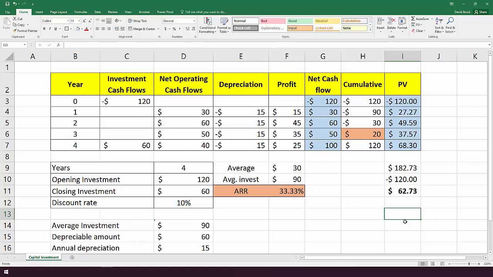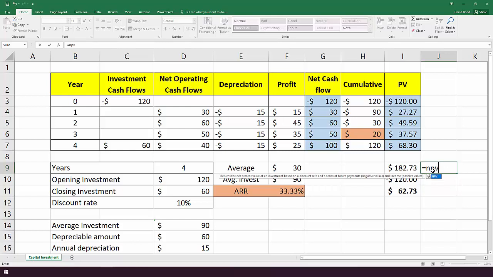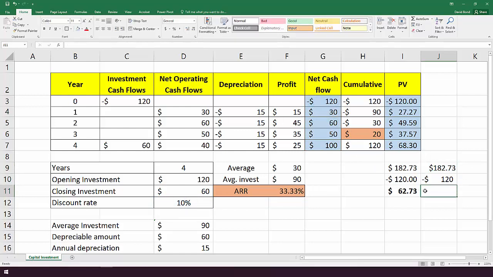If you didn't have any other investments to make, if this was the only one you had, you would do it because it is returning something positive to you. It's worth taking the risk on. If you wanted to use a different method, which is the baked in formula in Excel, equals NPV, select the rate, select those future cash flows, gives you 182.73, we still have the same investment and we still end up with 62.73.